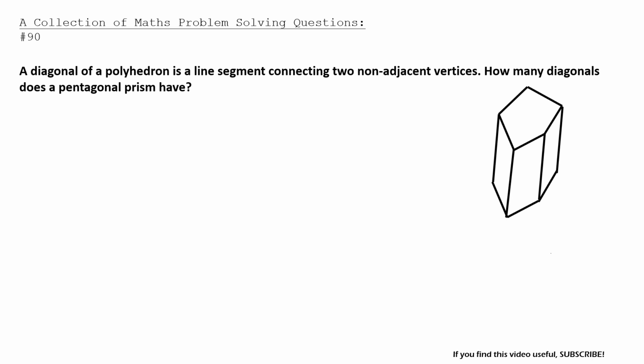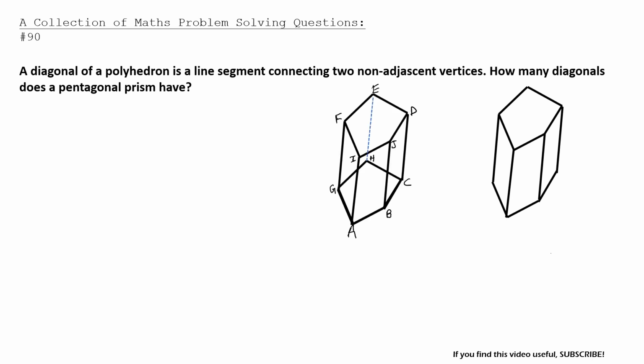To answer this question, I drew another pentagonal prism which shows all the vertices much more clearly, and I also named the vertices. Now to solve this you can use a formula, but I didn't. I just thought it would be nice to draw the diagonals, name them and then count them, because this is really a question about counting.